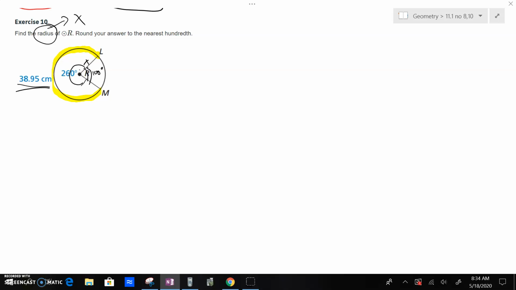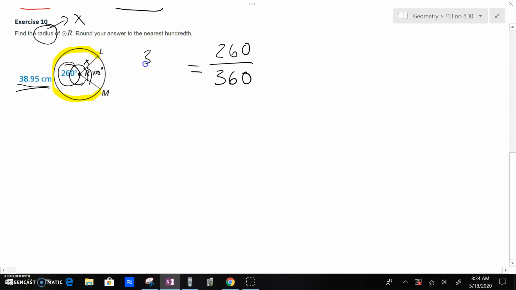So let's see. My 260, there's my part over my whole. So degrees over degrees, just like the other problem, except on this one, I actually know the degrees. And then the part that matches with the 260 is the 38.95 over the whole. I don't have that. And I'm talking about distance on this left-hand side. That's the whole part of this, or the whole circle. So that means the circumference. So I need to get the circumference of this circle.